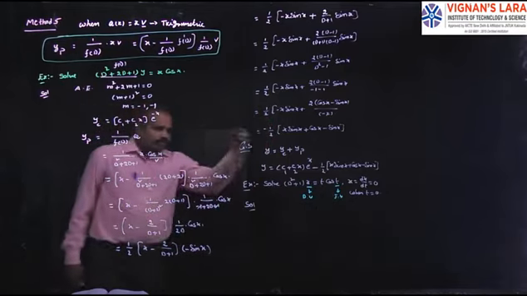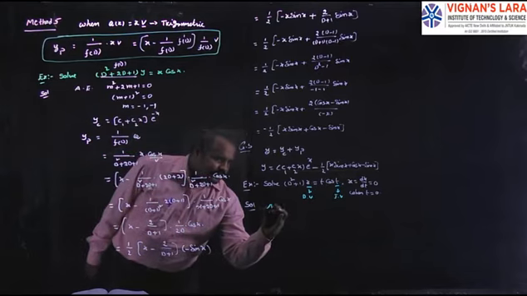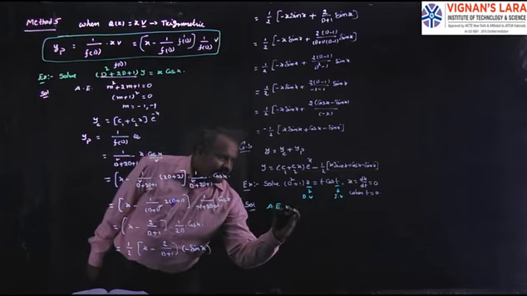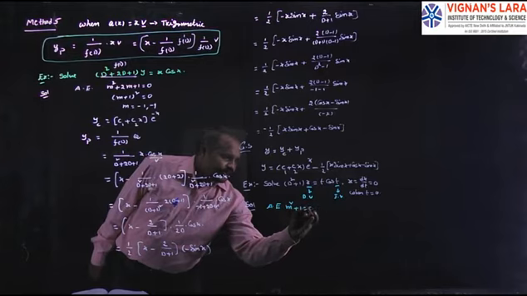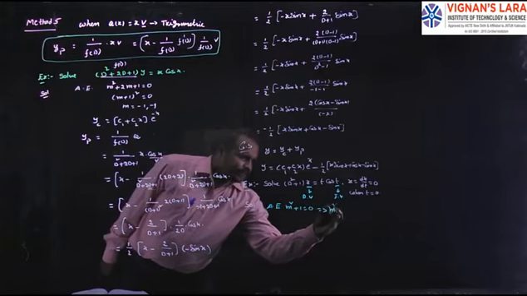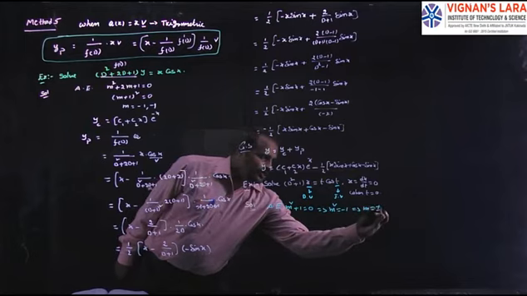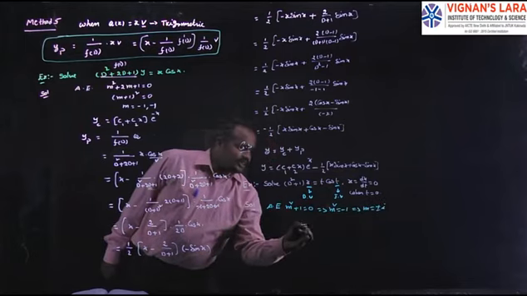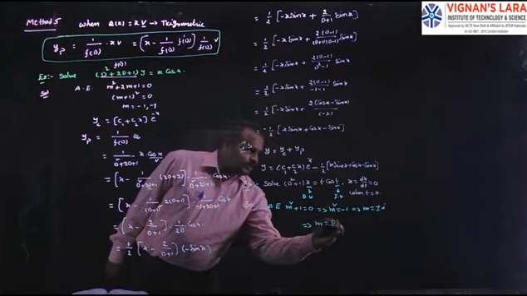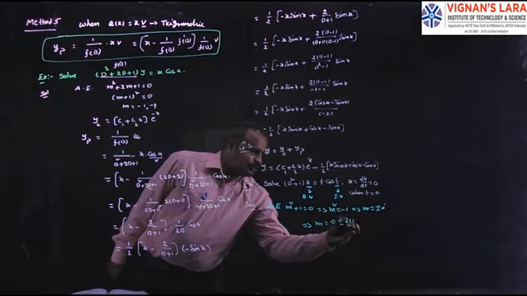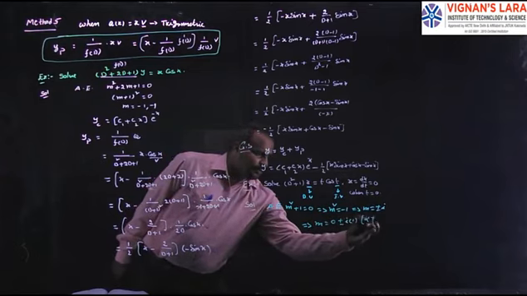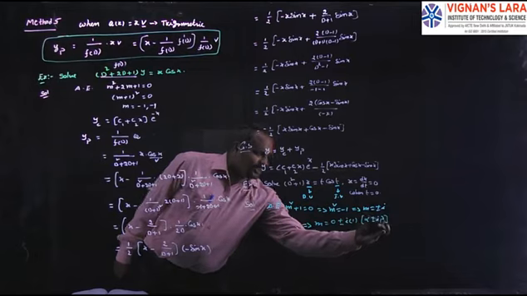So here first the auxiliary equation is m square plus 1 is equal to 0. That is nothing but m square is equal to minus 1, which implies m is equal to plus or minus i. That is nothing but m is equal to 0 plus or minus i into 1. They are in the form of alpha plus or minus i beta.